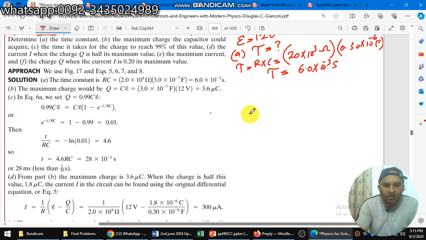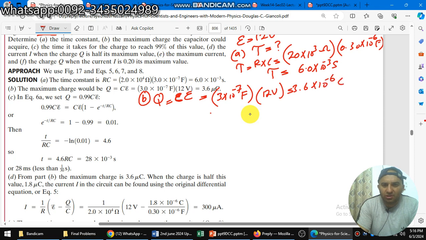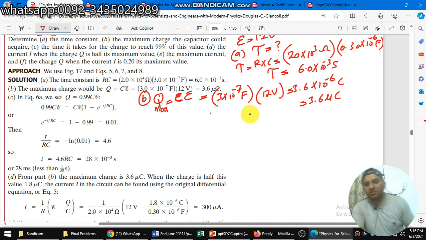Okay, now for part B, we need to find the maximum charge. The maximum charge Q maximum is equal to C times the EMF. The capacitance is 3 into 10 to the power minus 7 farad, and the EMF is 12 volt. So we multiply, and we get 3.6 into 10 to the power minus 6 coulomb. That is equal to 3.6 microcoulomb. So the maximum charge developed is 3.6 microcoulomb.